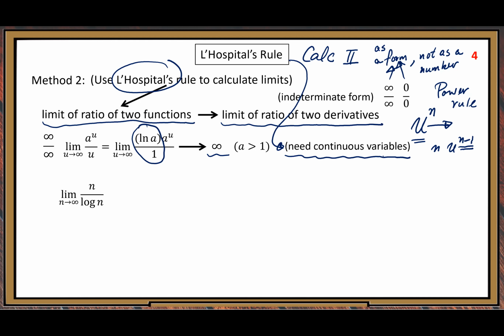So how to get that point? Regarding the rigorous math, let me make this point here. Why do we need to use a continuous variable? Let's look at this limit of the ratio n over log n when n goes to infinity.